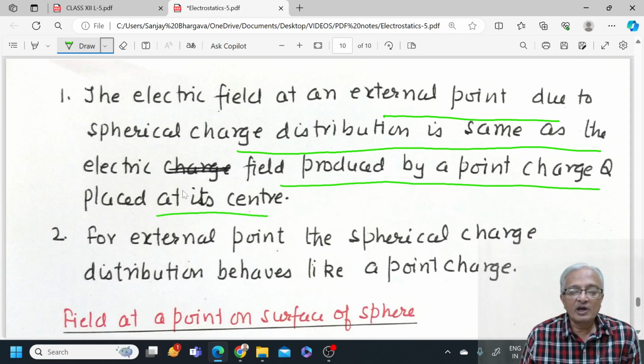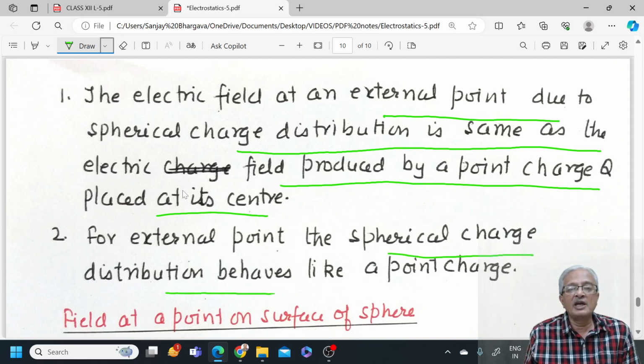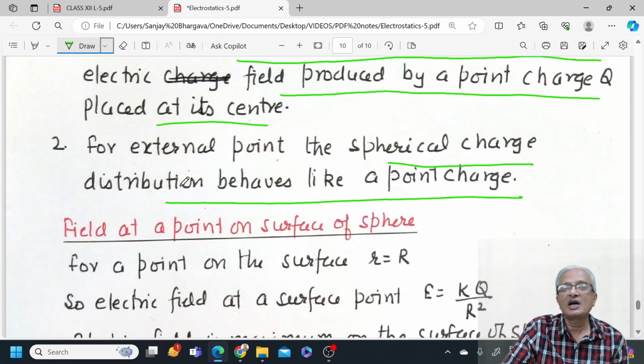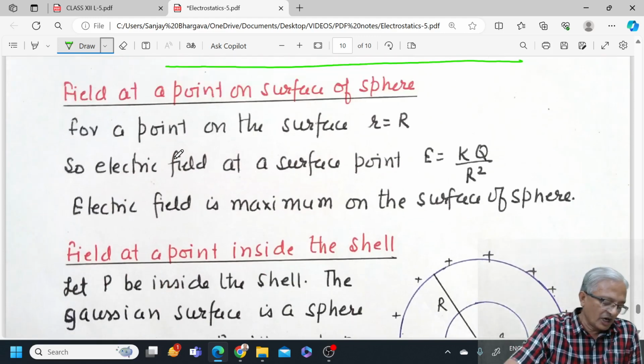That means, what does it say? If I place a point charge at the center of the sphere, it would produce the same electric field at the point P0 as produced by the spherical distribution of charge. That means, for an external point, the spherical charge just behaves like a point charge. That's an important conclusion that we have come across. For an external point, the charge distribution is meaningless. It is behaving as good as a point charge.